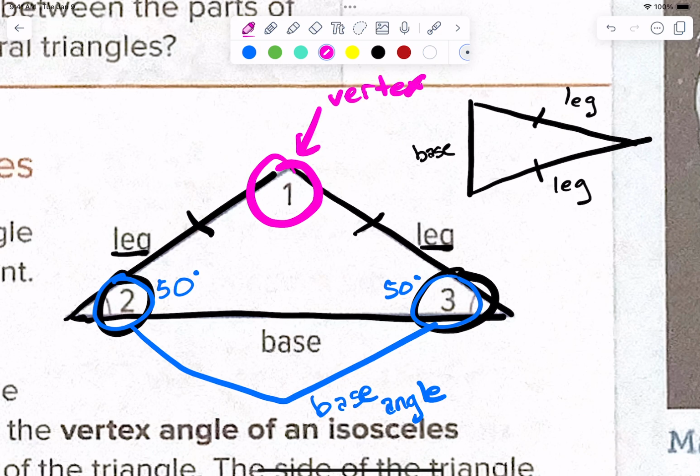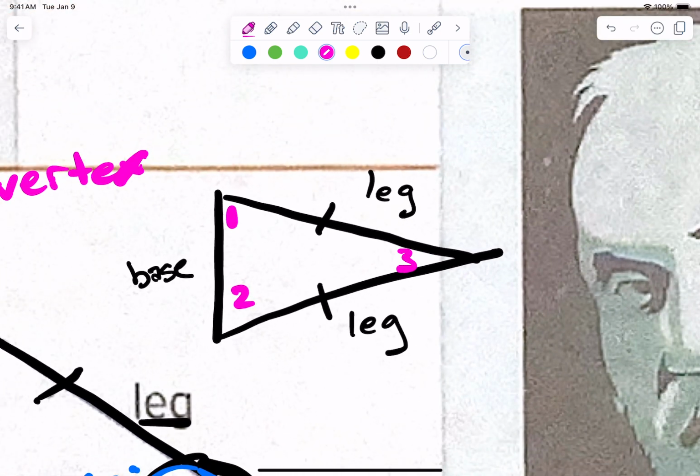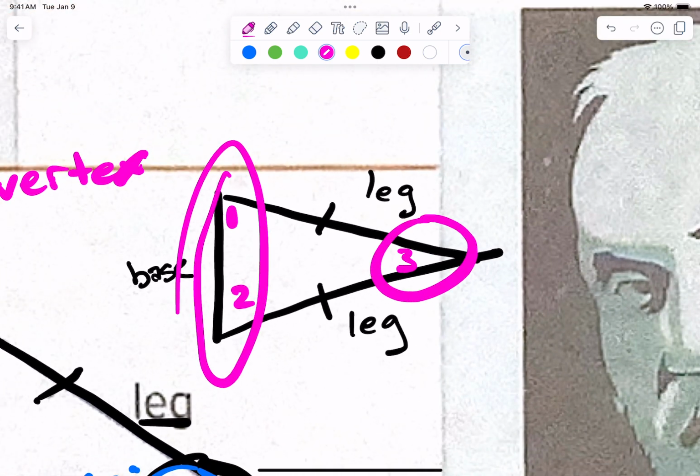Now, if those two angles are 50 degrees, can I figure out what angle 1 is? What will it be? 80. They all add up to be 180, right? So 50 and 50, that's 100, and then the top one is 80. But this is called the vertex. These are called my base angles because they're touching the base. Got it? So if this is angle 1, this is angle 2, and this is angle 3, which one is the vertex for that guy? 3, and the base angles would be these two, right?